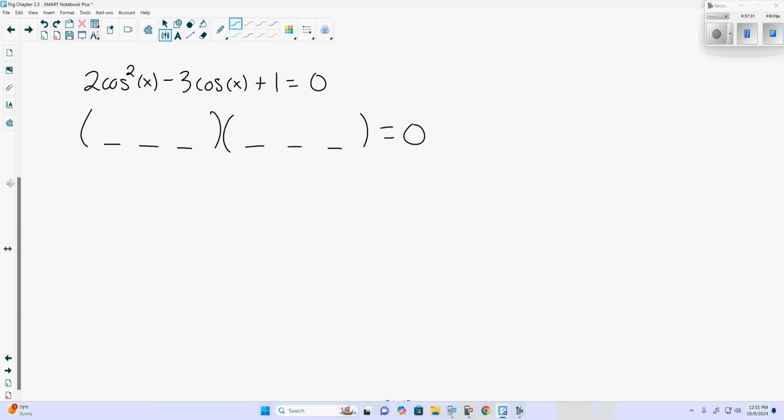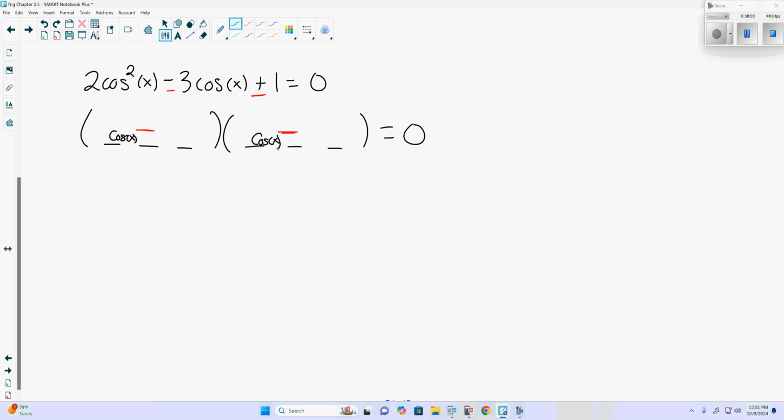Two sets of parentheses with 3 spaces. The third term is positive, so the signs are the same and match the sign of the middle term, which is negative. Now, the only way we can get cosine squared is cosine of x and cosine of x. We'll need it in both. Factors of 2 are 2 and 1. We just need to put 2 in one of the spots.